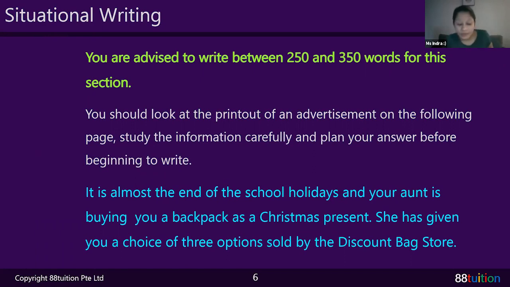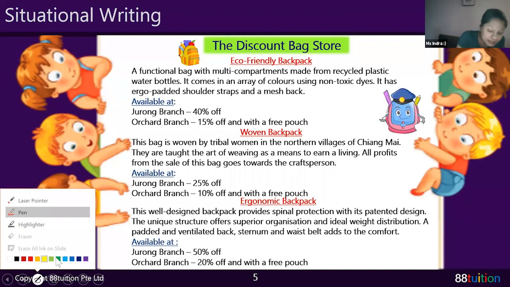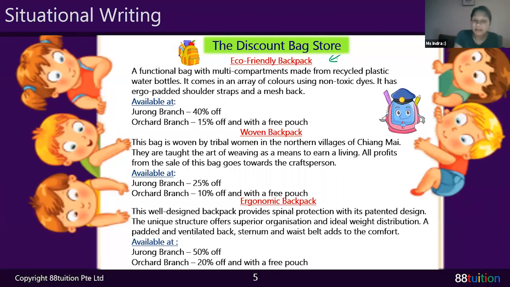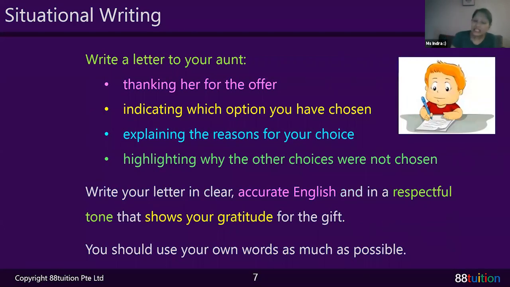It is almost the end of the school holidays and your aunt is buying you a backpack as a Christmas present. She's given you a choice of the 3 options sold by the discount bag store. So the options will be these 3. You have first the eco-friendly backpack, the woven backpack, as well as the ergonomic backpack, which is good for your back actually. Now, what is the requirement of the question? Write a letter to your aunt.